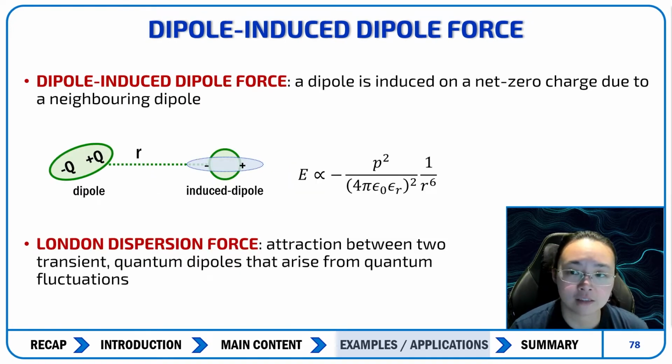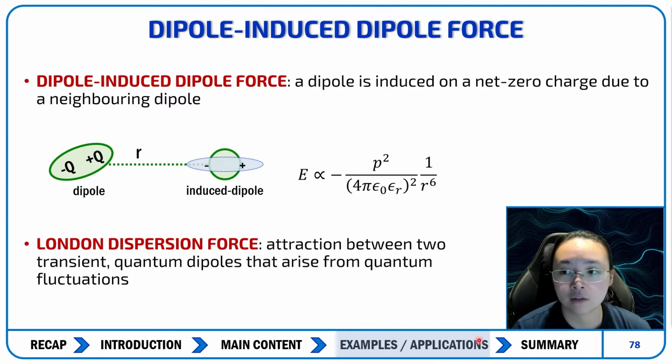And last but not least, you have dipole-induced dipole force. So it's not when a charge induces a charge redistribution, it's when a dipole induces a charge redistribution, and that is going to be proportional to 1 over r to the 6.